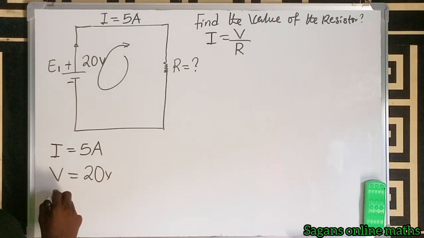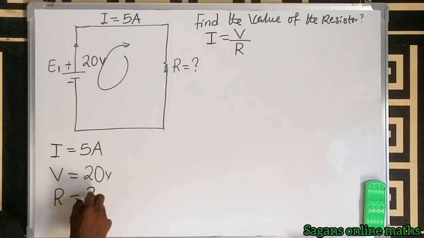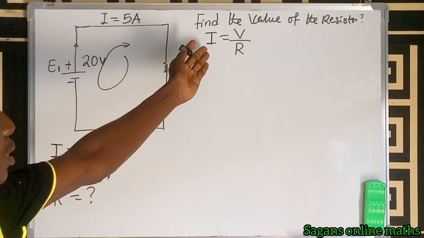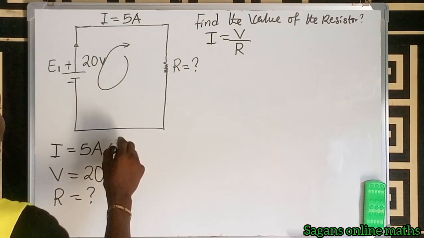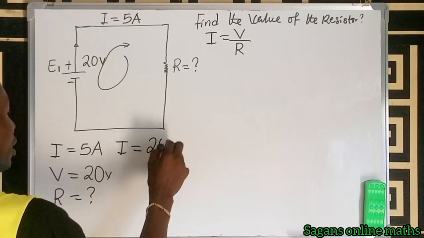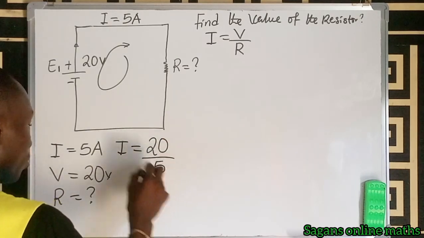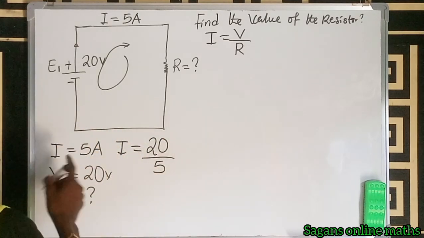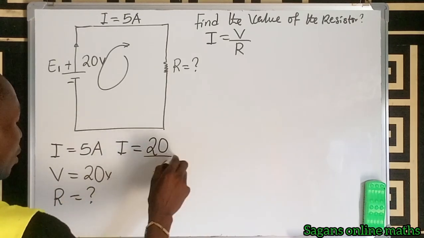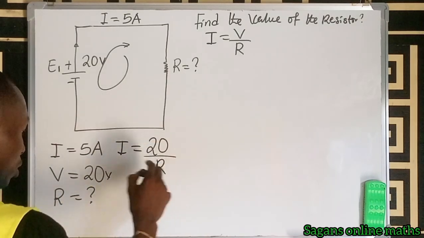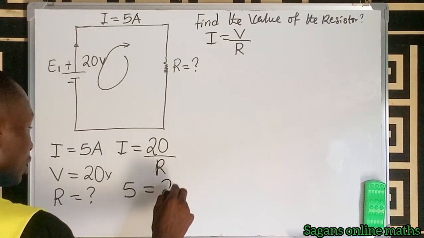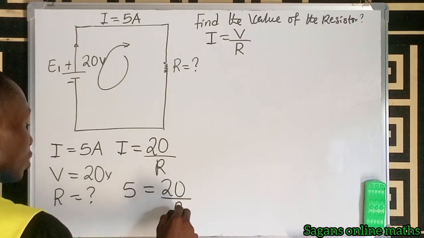We are looking for R. Now look at the formula. So that means I is equal to V, which is 20, divided by R. We are looking for R. But we know that I is 5, so 5 is equal to 20 divided by R.